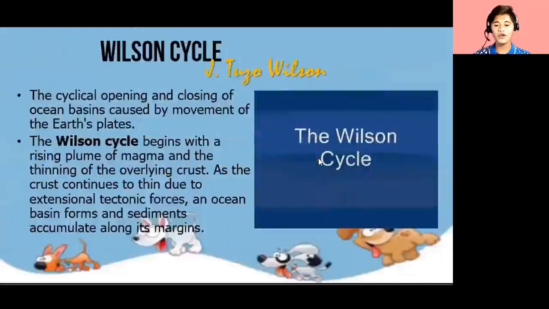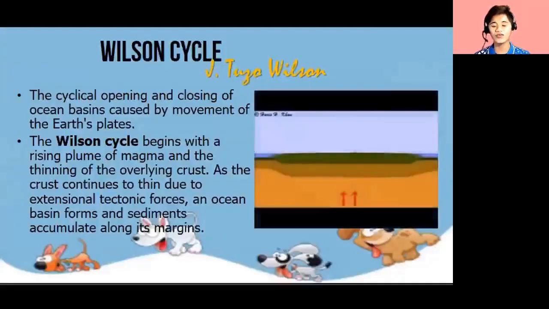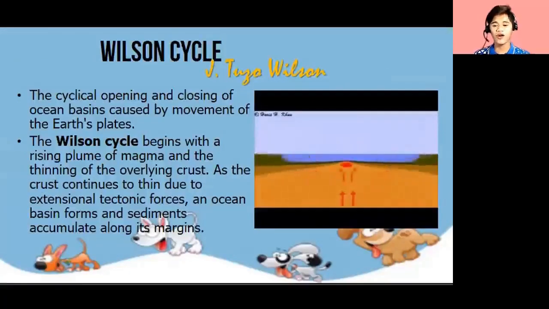We also have the Wilson cycle. It is a model proposed by J. Tuzo Wilson. He is a geophysicist. It explained the process of the opening and the closing of an ocean caused by movement of the Earth's plates.